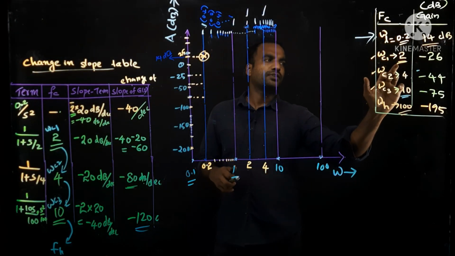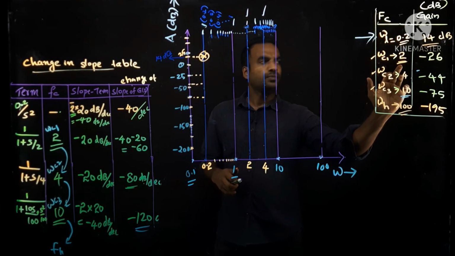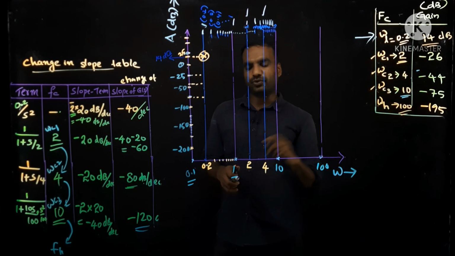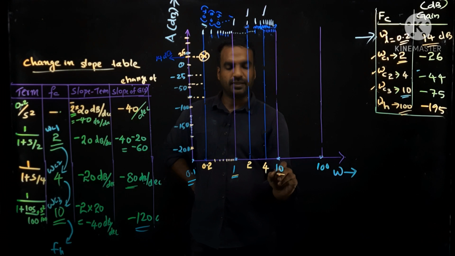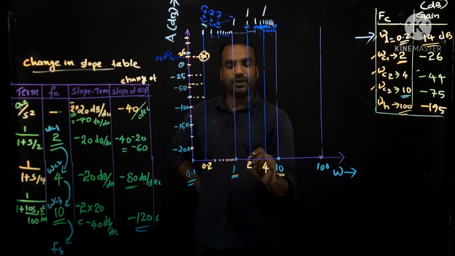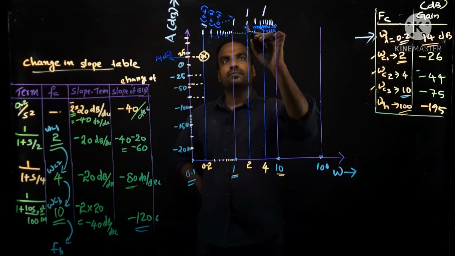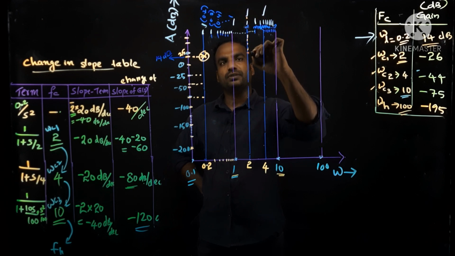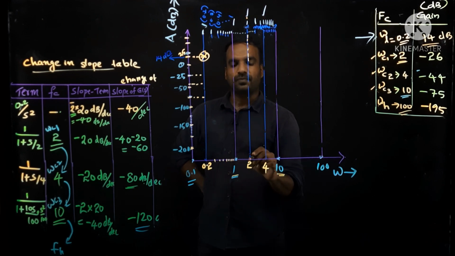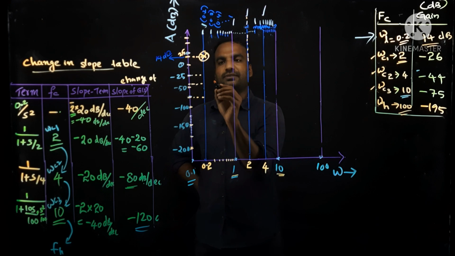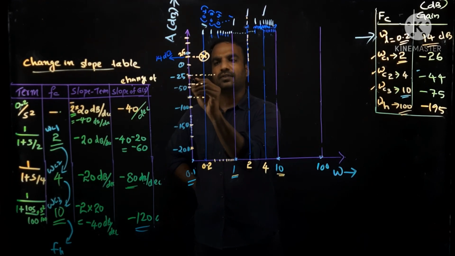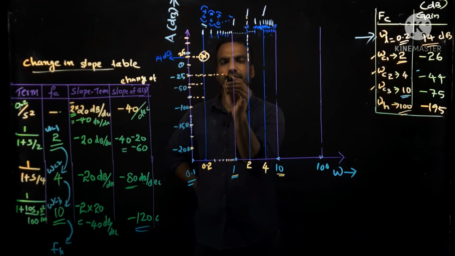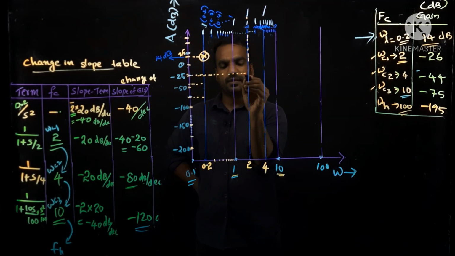Now, which is the second point? First corner frequency 2 and its gain is minus 26. So, this is 1, this is 1 and this is 10. In between that, the first division will be 2. So, for 2 the gain is minus 26. Extend this line at minus 26, it will be very close. So, this will be minus 26, and this is the line of 2.